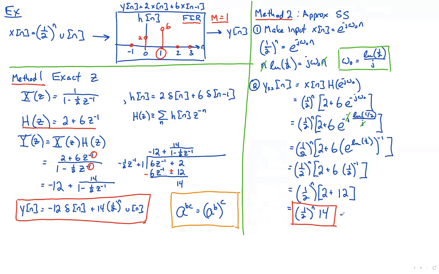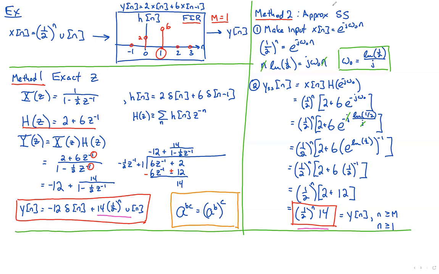And that means that this is equal to our exact solution for n greater than or equal to M, which in this case means n greater than or equal to 1. And that's exactly what we find. This is exactly equal to our exact output as long as n is greater than or equal to 1, and for n equals 0, it's off by this impulse. Okay.